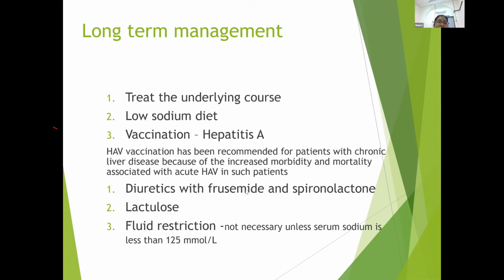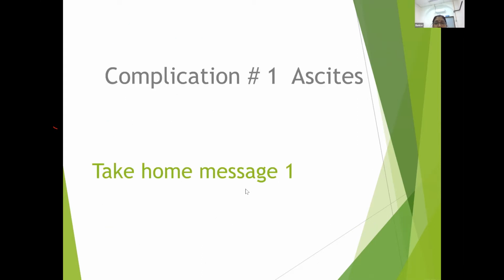Hepatitis A vaccination has been recommended for patients with chronic liver cirrhosis because of the increased morbidity and also mortality associated with hepatitis A in such patients. So we concurrently treat with the double diuretics, furosemide as well as spironolactone. Lactulose and fluid restriction are not necessary unless the serum sodium is less than 125 millimole.